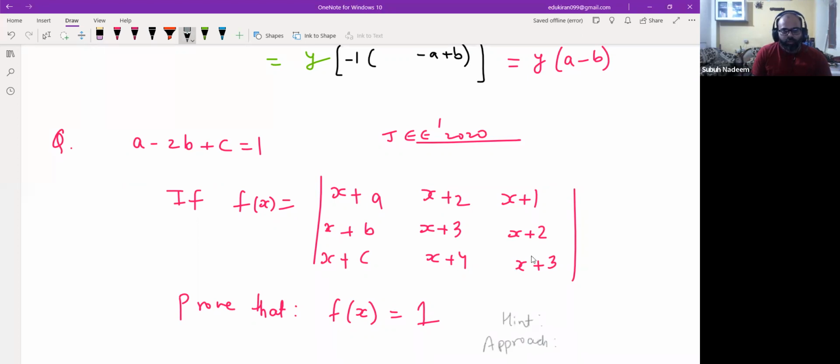Do this operation: row 1 is row 1 minus 2 row 2 plus row 3. Do this row operation with this determinant, and you will then get a further idea.